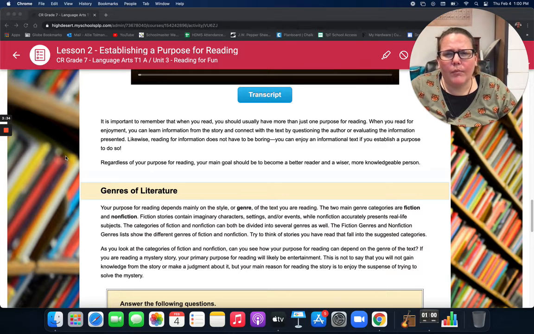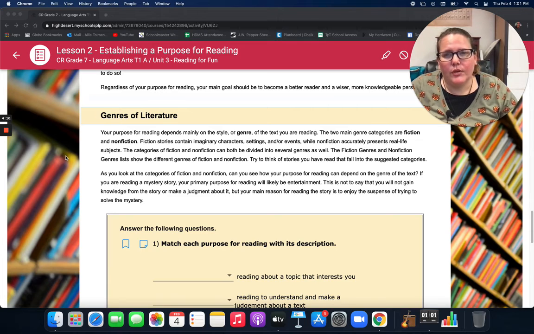It's important to remember that when you read, you should usually have more than just one purpose for reading. When you read for enjoyment, you can learn information from the story and connect it with the text by questioning the author or evaluating the information presented. Likewise, reading for information does not have to be boring. You can enjoy informational text if you establish a purpose to do so. Regardless of your purpose for reading, your main goal should be to become a better reader and a wiser, more knowledgeable person.